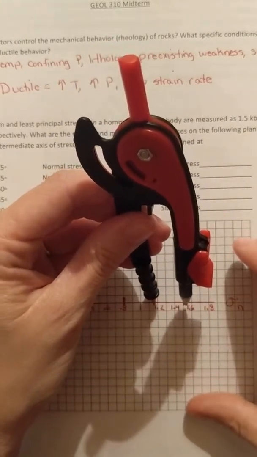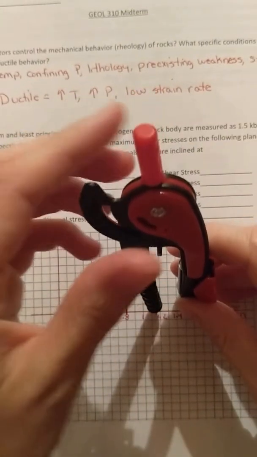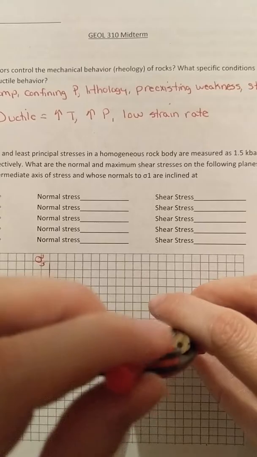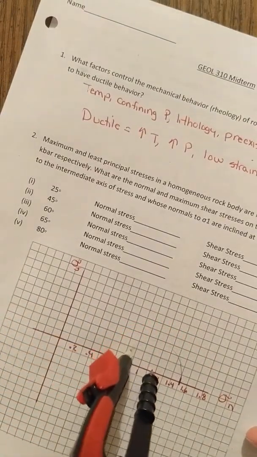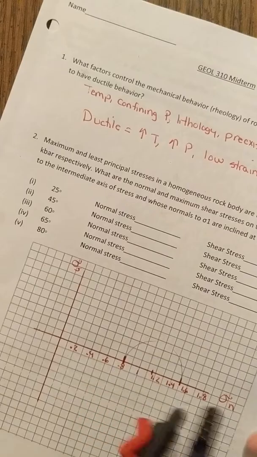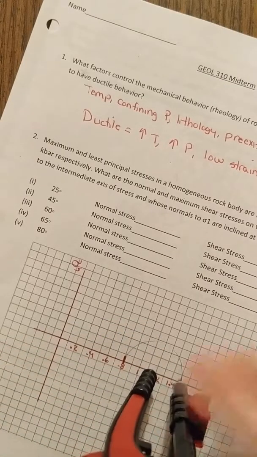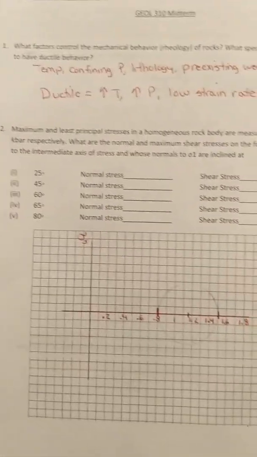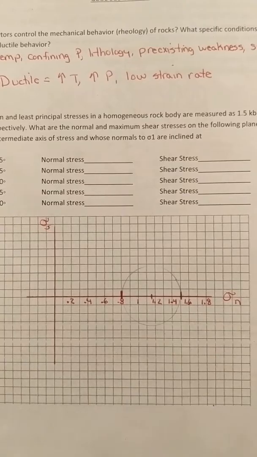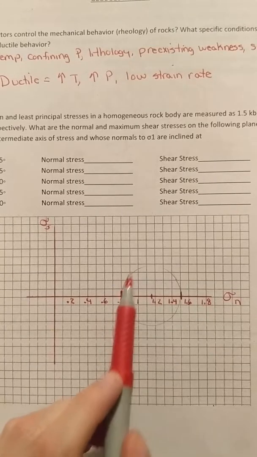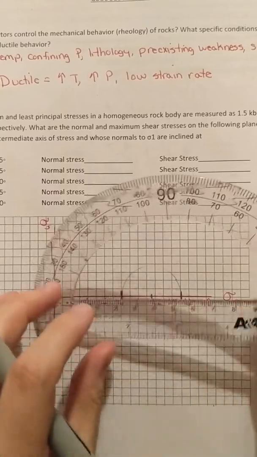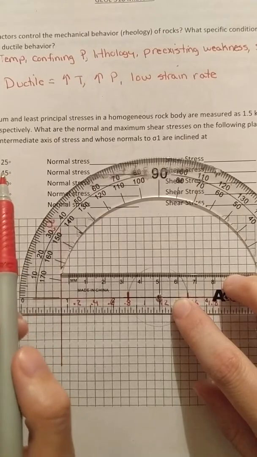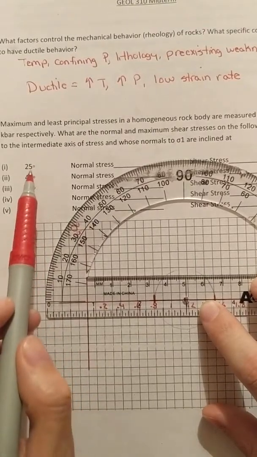We then take our compass and draw our circle. So there's my very weak circle, but there's a circle nonetheless. And this is plotting up our stress circle. Then we are going to take our protractor, put it on the center of our circle, and we're going to be entering in our radius.